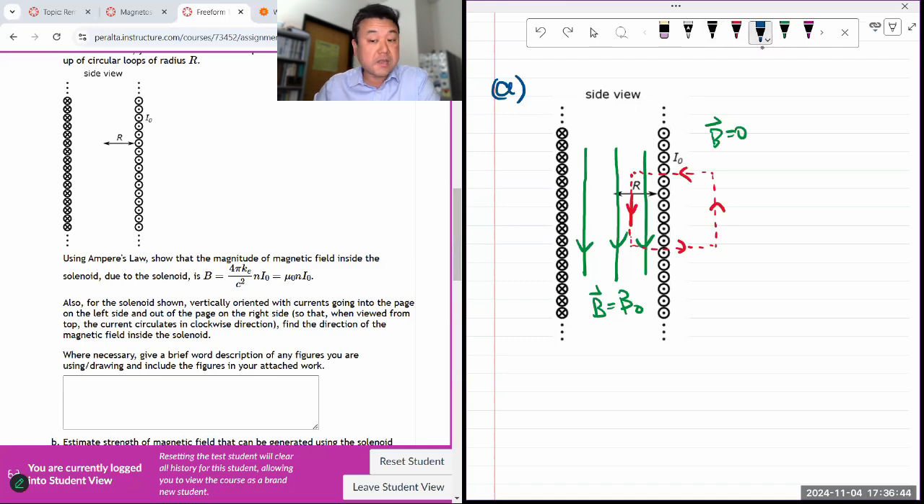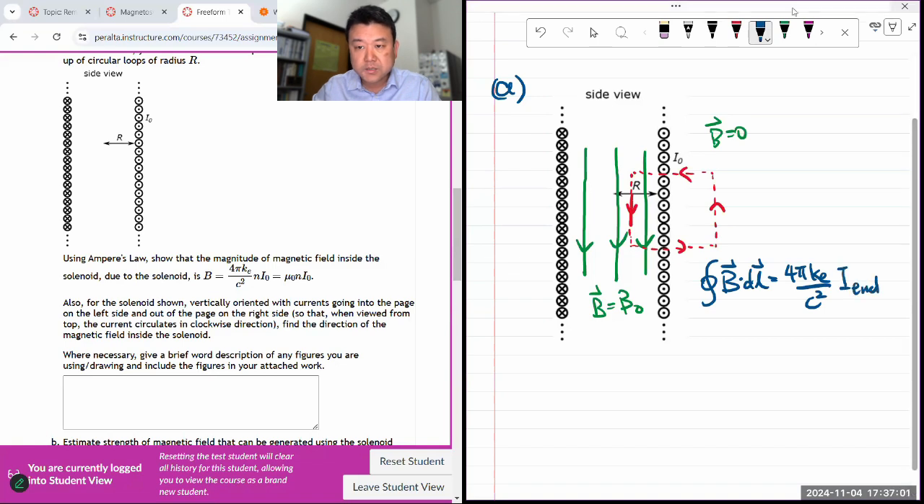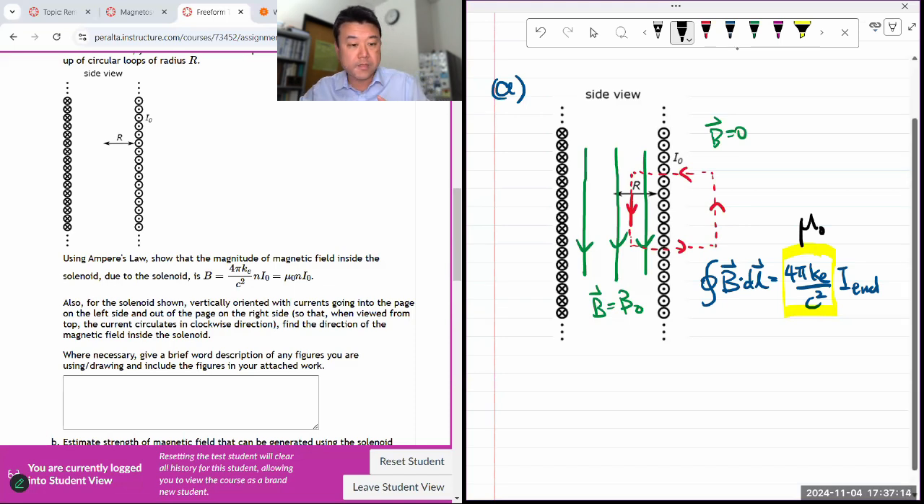State Ampere's law. The closed line integral of B dot dl is equal to, and I'll write it in this form first, 4 pi Coulomb constant divided by c squared times I enclosed. This combination of constants can be written in a different way that's actually more common: mu naught, the permeability of free space. But I'll go with this for now. And there's a whole symmetry argument you should make.